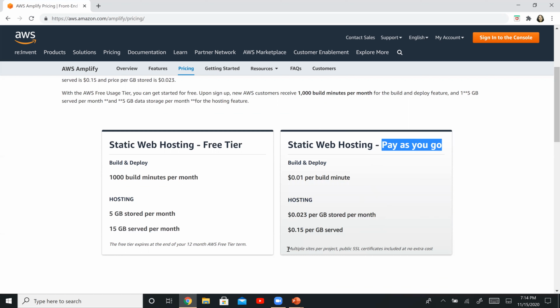Now I want to draw your attention to this fine text over here at the bottom. It states that this cost is for multiple websites per project. Okay, multiple sites per project. And after that, it mentions that public SSL certificates are included at no extra cost. So that is really good. If you want to secure your website, you get an SSL certificate at no cost. So if you see, it's like a whole package, right?